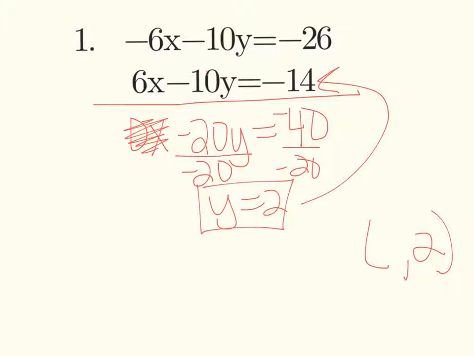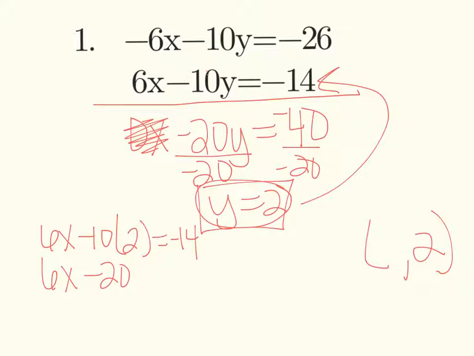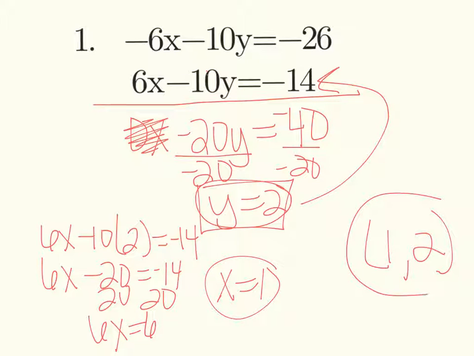Now I'm going to rewrite it. So I have 6x minus 10, and now instead of the y, I'm going to put a 2, because y equals 2. Now I'm going to solve it. I have 6x minus 20 equals negative 14. Add 20, so 6x equals 6. Divide by 6, and x equals 1. So there's my answer. Again, if we were to graph them, they would meet at 1, 2. Right there is where the two lines would meet.